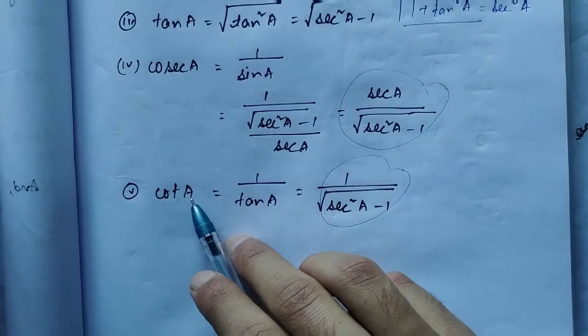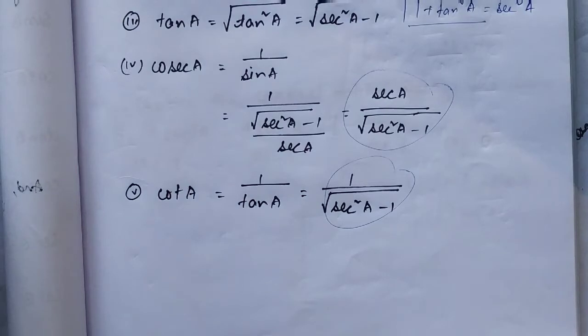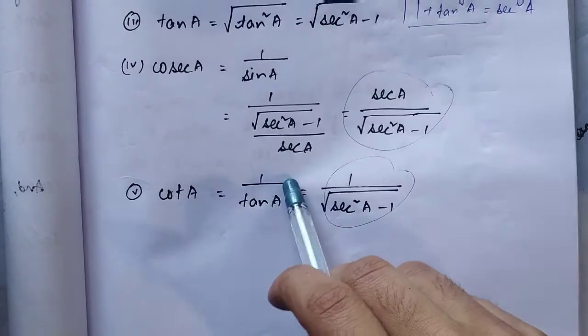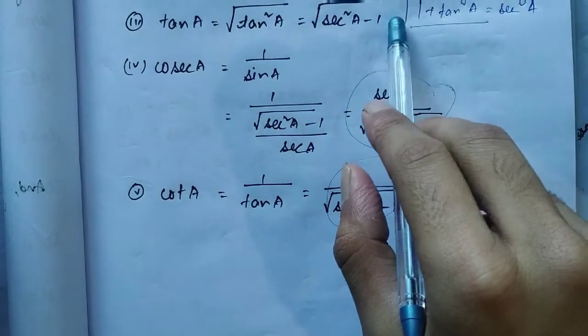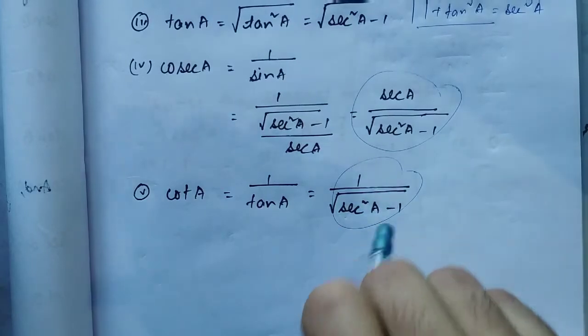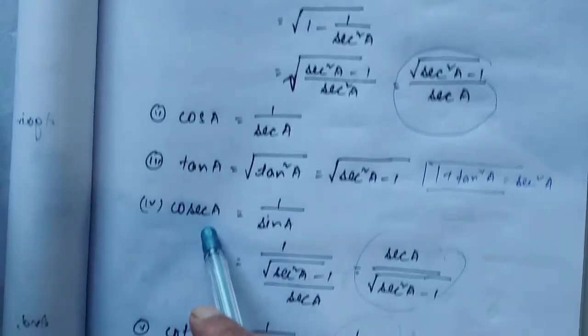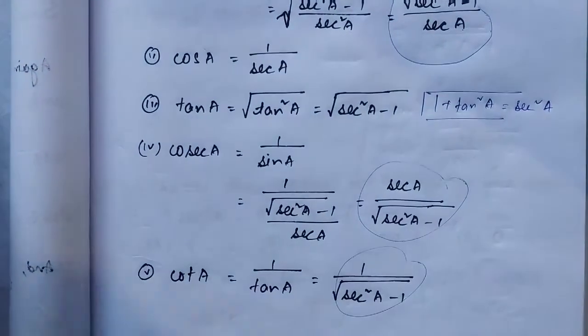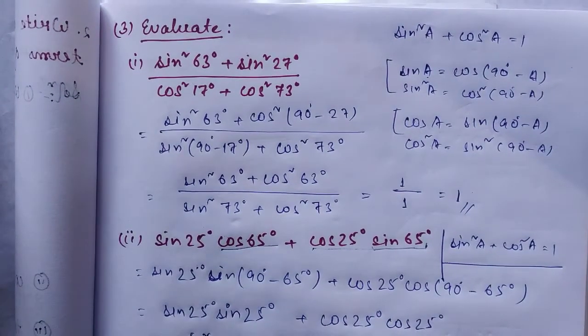And for the last term, that is cot of A, we write cot of A is equal to 1 by tan of A, and then we replace the value of tan A from here, that is root over sec square A minus 1. So we get the value of cot A to be 1 by root over sec square A minus 1. So we have converted all the trigonometric ratios sine, cos, tan, cosec and cot in terms of only sec of A. Now the next problem is to evaluate by using the trigonometric identities.